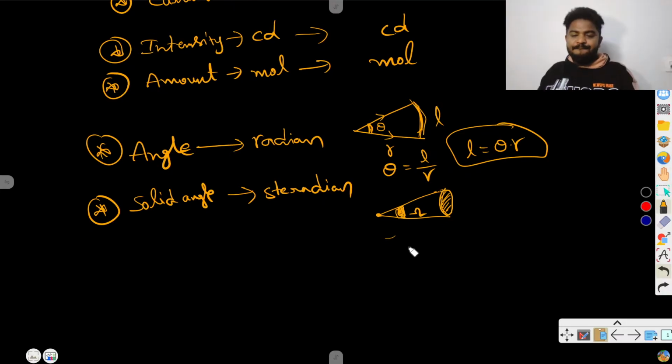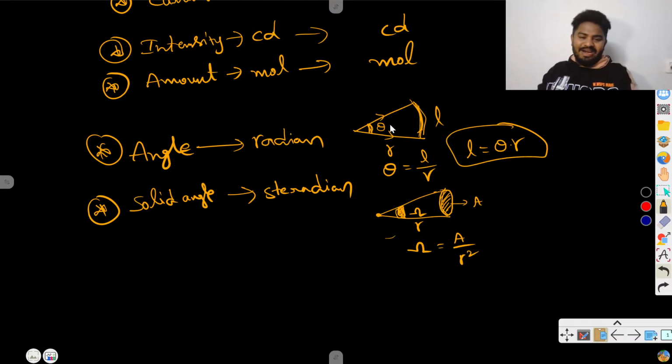So now here, solid angle is equal to, if the surface area is A and the radius is R, then we can take it as A by R square. This is the formula for the solid angle. Okay? A by R square.